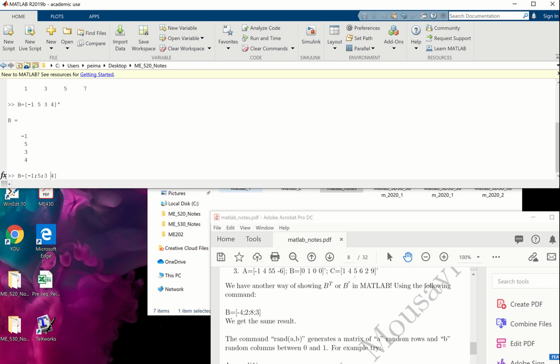Semicolon, semicolon, and semicolon. The same numbers give you a column. So this is up to you, in which style.